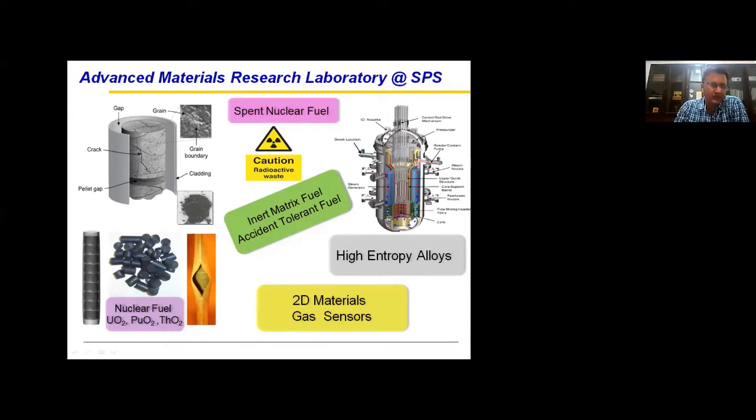This is a schematic diagram of the fuel pellet. Normally a fuel pellet in a nuclear reactor is 10 mm in diameter, and the grain size in the beginning is in the micron range, about 10 micrometers. When the pellet is exposed to radiation in the reactor, there is fragmentation of the grains. After about 3 years of exposure, the micron grains are converted into nano grains. So nanotechnology is very important for the nuclear reactor business.